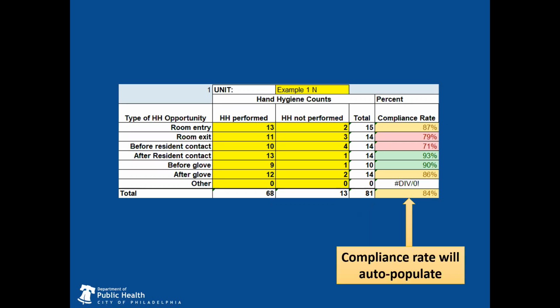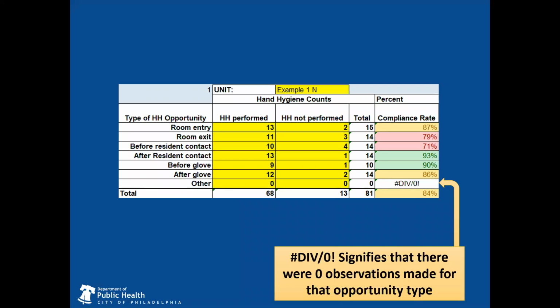And the compliance rate will also auto-populate. Now, just a note, this divide by 0 error message will show up whenever there were 0 observations made for that opportunity type. So you can just ignore it. It's a common message that won't mess anything up. And as you can see, these compliance rates are color-coded. And I'm going to go through how you can do that. But we set up a few benchmark color code ranges for what we considered bad, average, and really great in terms of compliance rate, what your facility may be working towards, that you can actually change, so that you can quickly visualize how these rates compare.